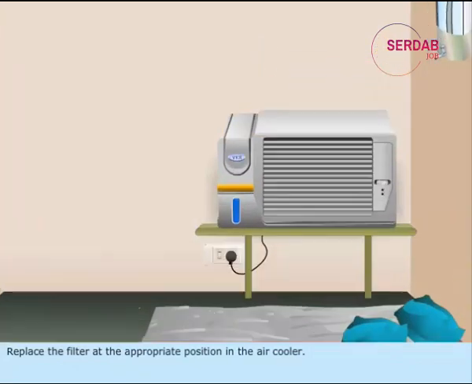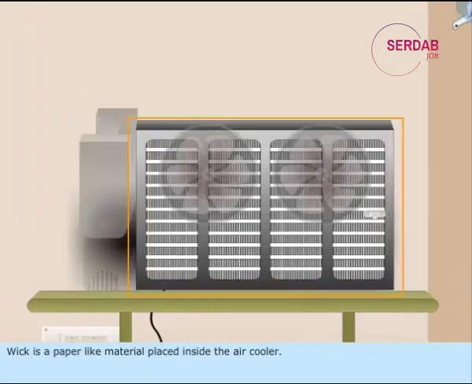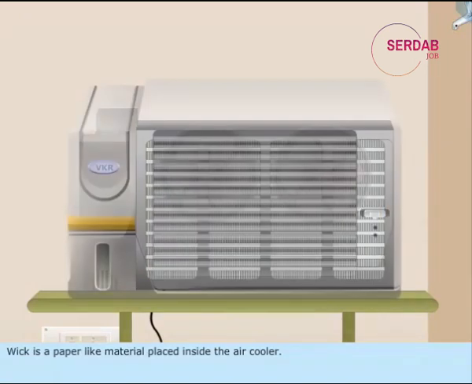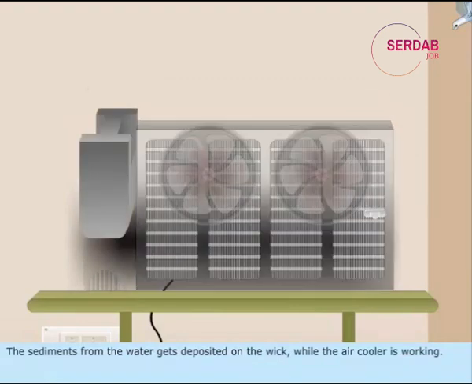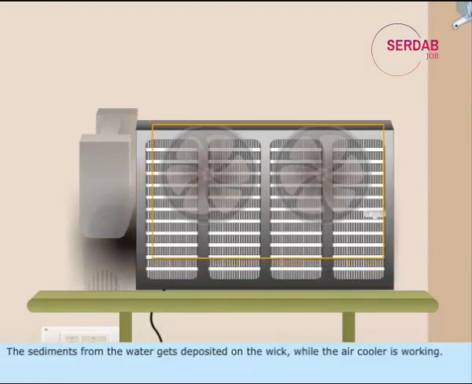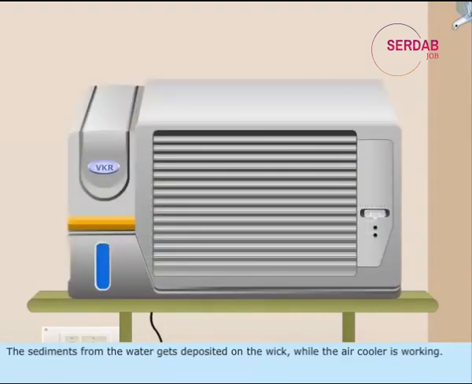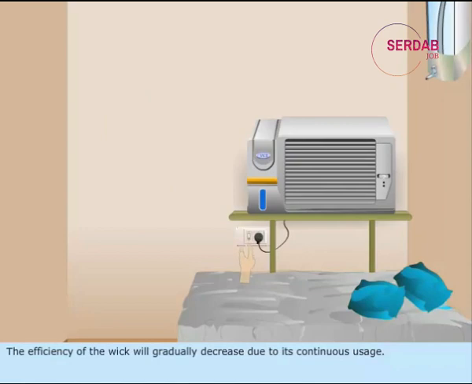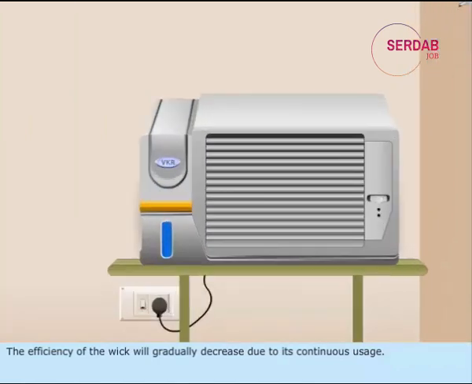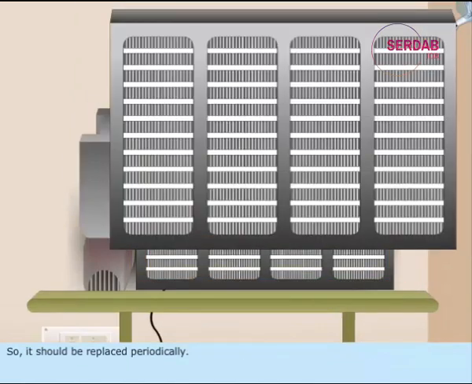Wick is a paper-like material placed inside the air cooler. The sediments from the water gets deposited on the wick while the air cooler is working. The efficiency of the wick will gradually decrease due to its continuous usage. So, it should be replaced periodically.